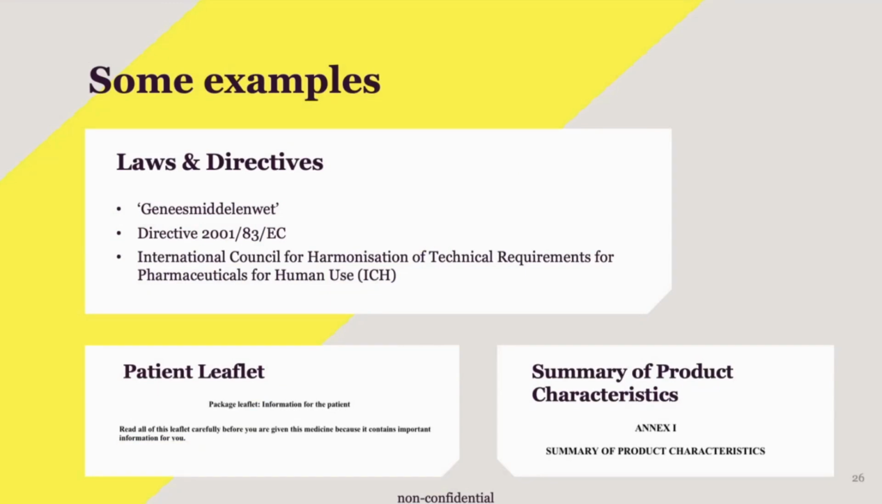So here I want to show some examples of laws and directives that are currently in place. In the Netherlands, we know the Geneesmiddelenwet. On a European level, there is a directive. But besides this, there are also ICH guidelines worldwide that are important in drug development. But also regulations, for example, the clinical trial regulation, but also GMP and GCP, so good clinical practice and good manufacturing practice, are important. I wanted to show you the example of the patient leaflet and the SmPC. These are very tangible results actually of a lot of regulatory actions that have been taken before. So it all comes together in these two documents. Next slide, please.